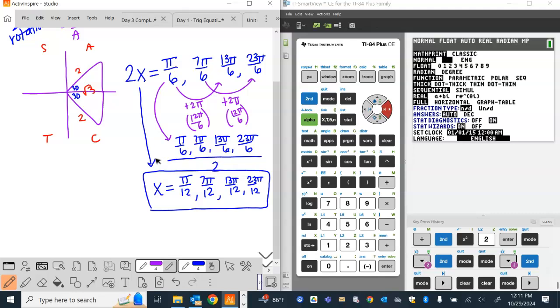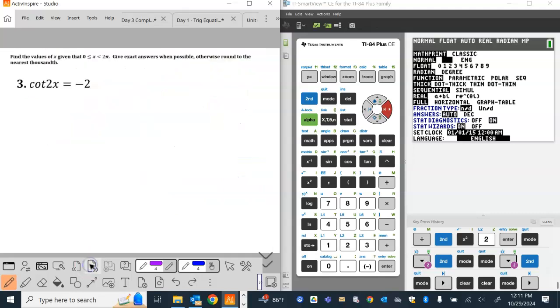Okay, let's do one where we actually may need to use our calculator. Let's just talk about when we need to use our calculator. So this is cotangent. I want you to put this over 1, and think of cotangent as A over O. We do not have a special right triangle with an adjacent side of 2 and an opposite side of 1. So as I'm even thinking, think about where those triangles would go.